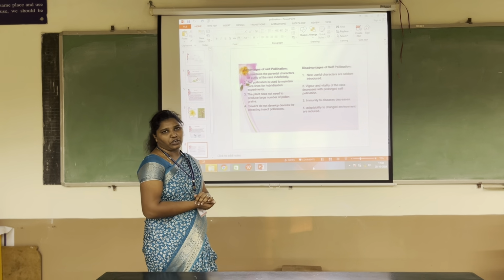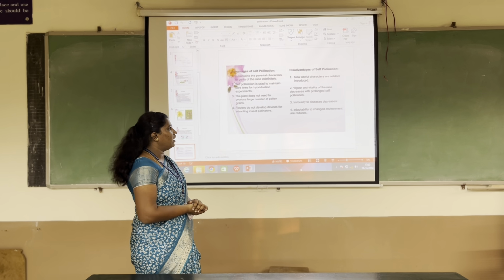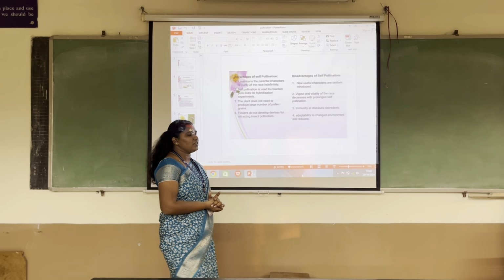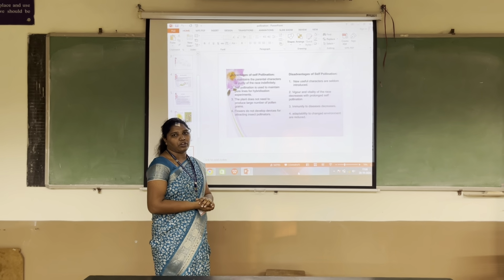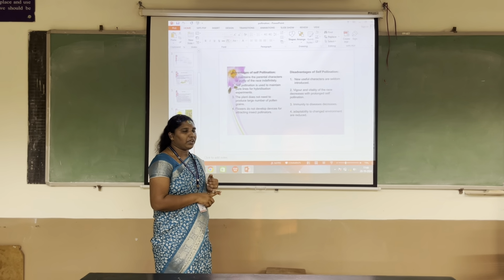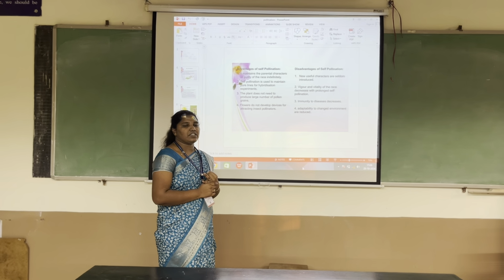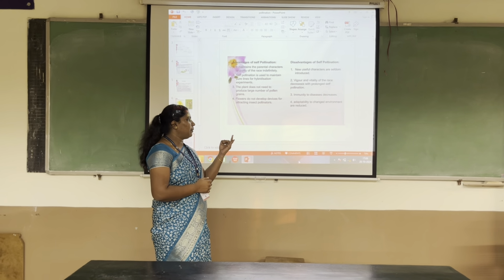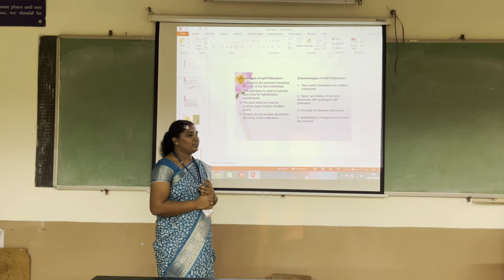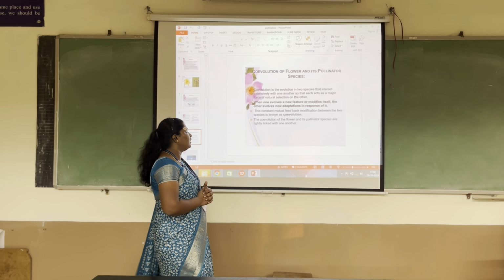Now, what are the disadvantages of this self-pollination mechanism? Useful characters are seldom introduced. Vigor and vitality of the race decrease with prolonged self-pollination. If we do self-pollination for many generations, we can lose vigor and vitality. Immunity to diseases can decrease, and adaptability to a changed environment is reduced. It is a bad thing when we use self-pollination all the time.